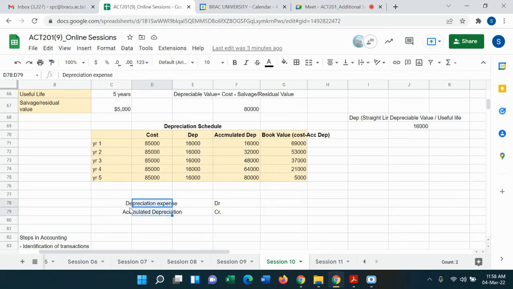journal entry for depreciation is always same: depreciation expense debit, accumulated depreciation credit. If you are in year 1, depreciation expense debit, accumulated depreciation credit 16,000. Year 2, again depreciation debit, accumulated depreciation credit 16,000. That's how we record the depreciation journal year by year.